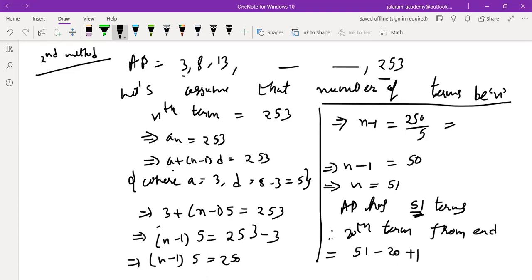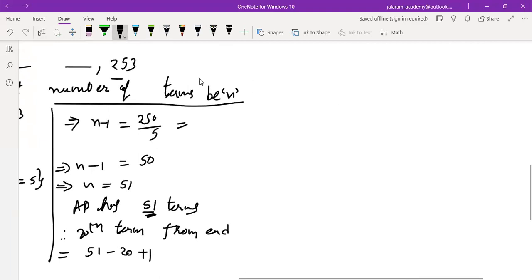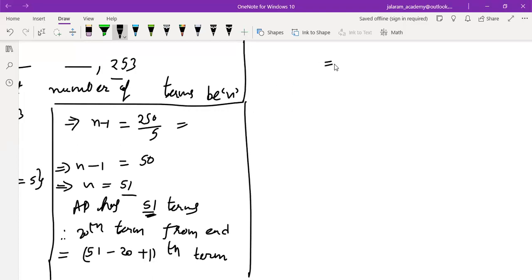Do you know why plus 1? Can you tell why we have added this 1? If we have to find the 20th term from the end, total number of terms minus 20 plus 1 means which term? The 32nd term. That's true. Have you understood why? Yes, sir. That is A32.